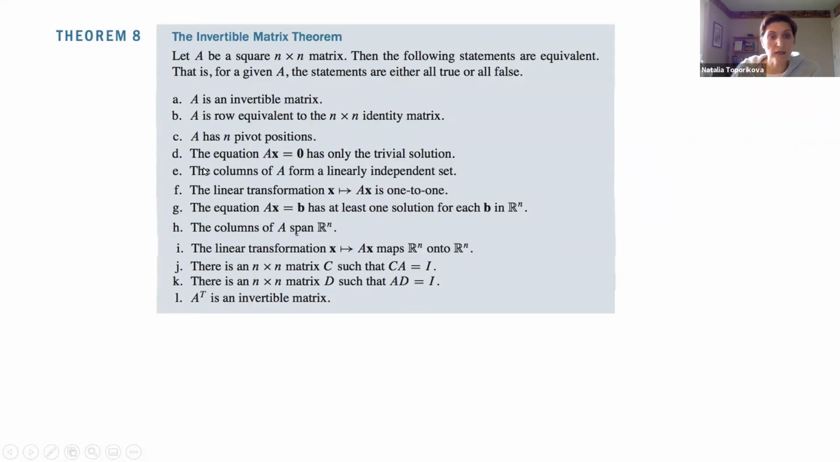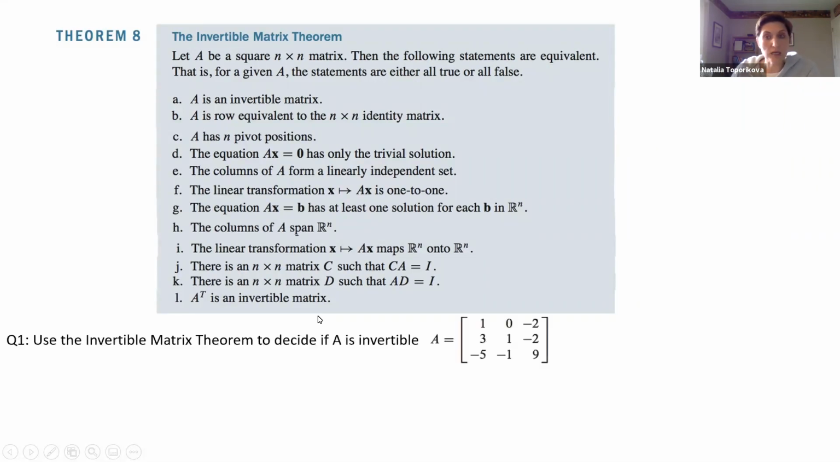Finally, the transpose of matrix A is an invertible matrix. So basically, if you find that one of these statements is true, you can infer any other. Or if one of the statements is not true, the rest of them are not true either. For example, if you find that the columns of A span n, you can conclude the 10 other statements on the spot. You know that the matrix is invertible. You know that it has n pivot positions, and so on and so forth.